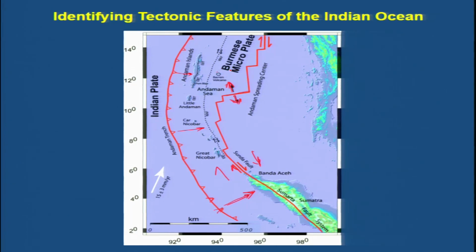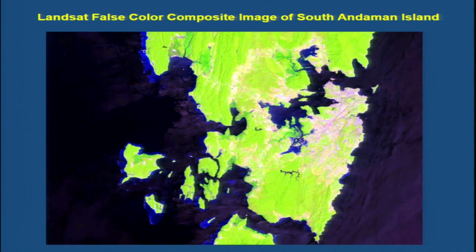There is a volcano around the middle part of the Andaman, and this is the Andaman Sea. This is the capital of Andaman, Port Blair, and WAF is the West Andaman Fault. This is Car Nicobar, this is Great Nicobar, and this is the rate of subduction. At this rate, 15 plus or minus 3 mm per year, the Indo-Australian plate is subducting beneath the Sunda plate.